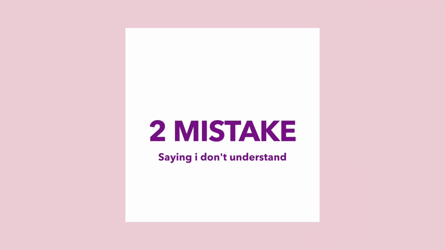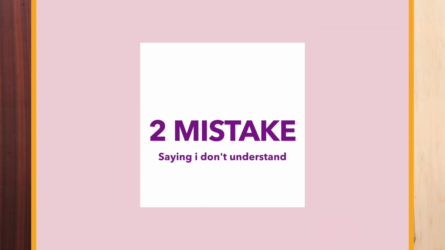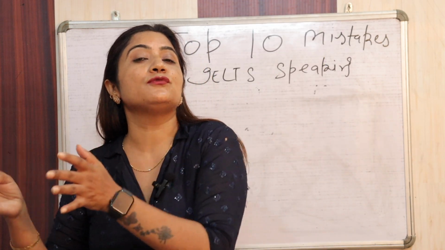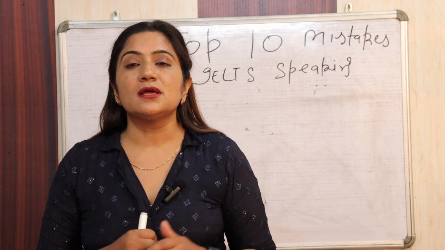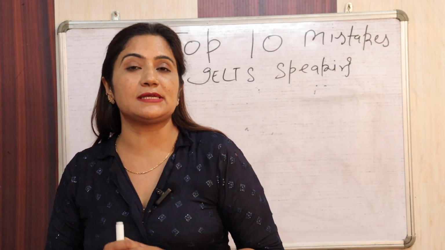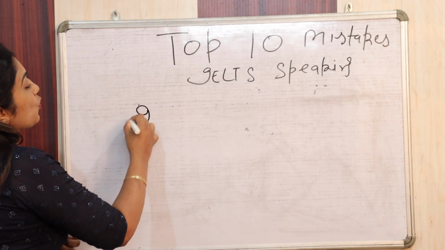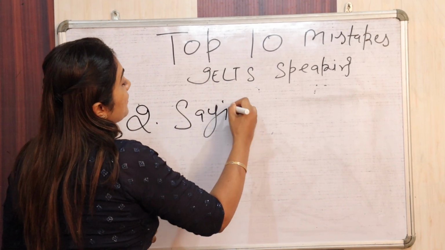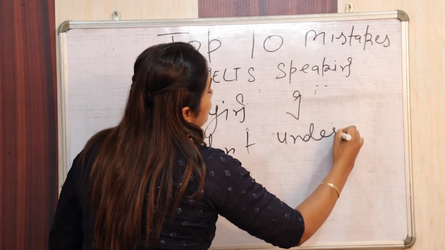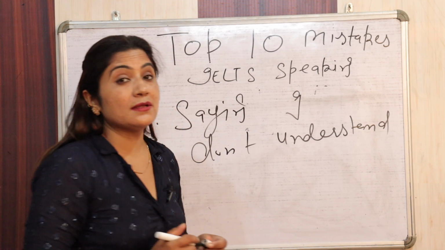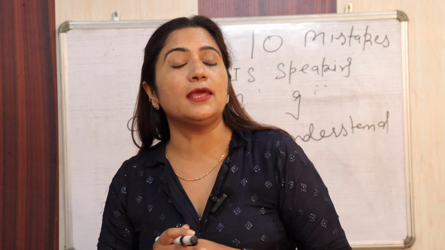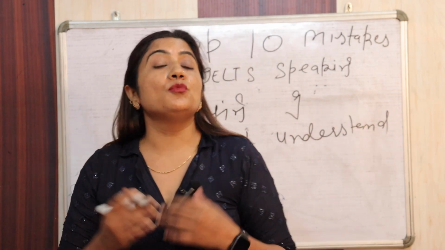So the second mistake candidates make: when the examiner asks any question, whether it is the introductory part or a follow-up part, and the candidate doesn't understand and answers, I don't understand. So when you say I don't understand, this is another mistake. This is the biggest mistake candidates make. When you say I don't understand in response to any question, you may lose your score.